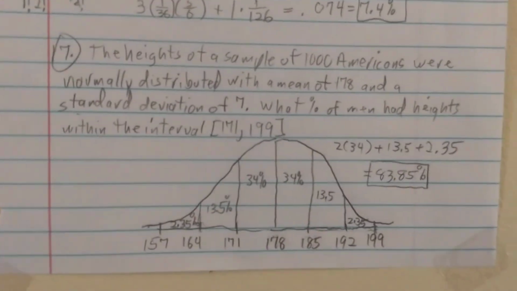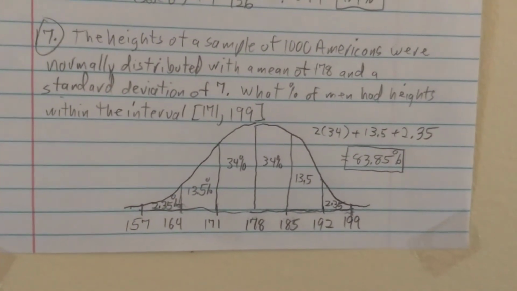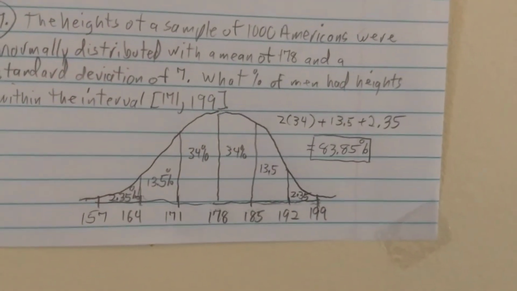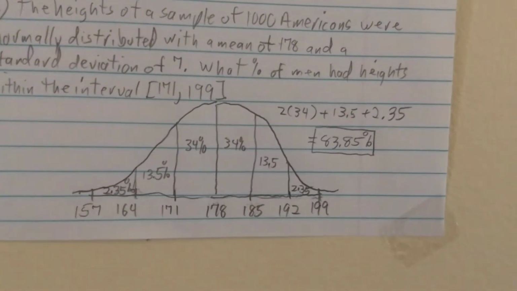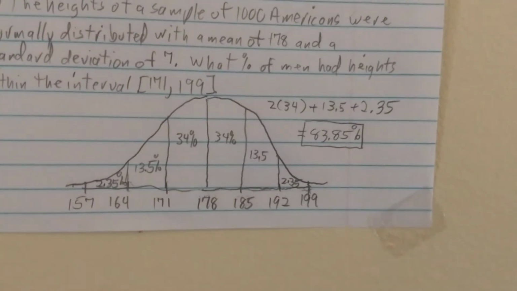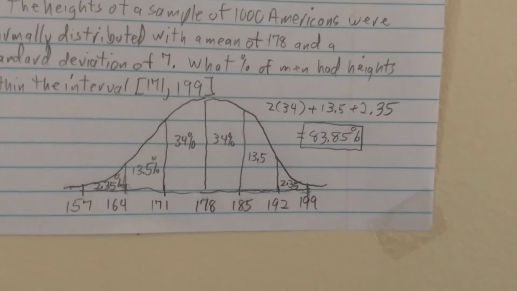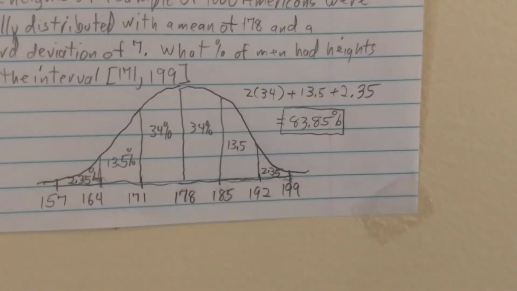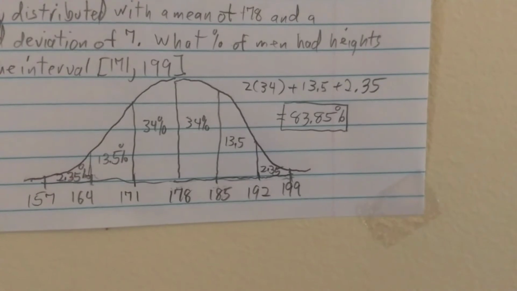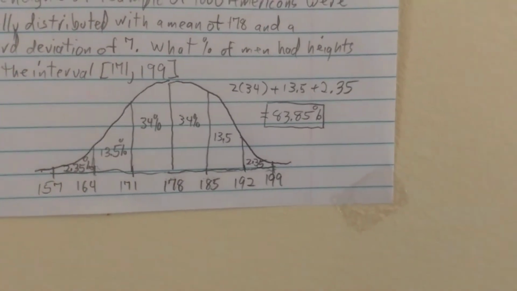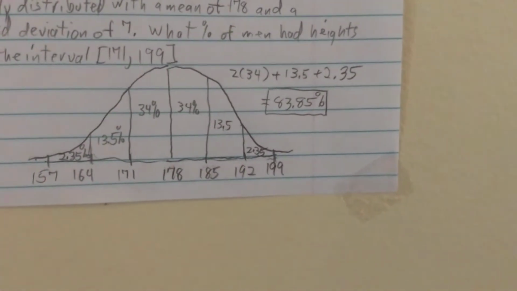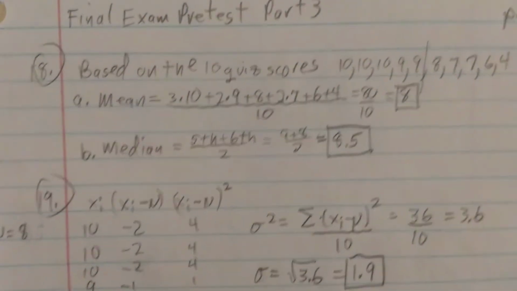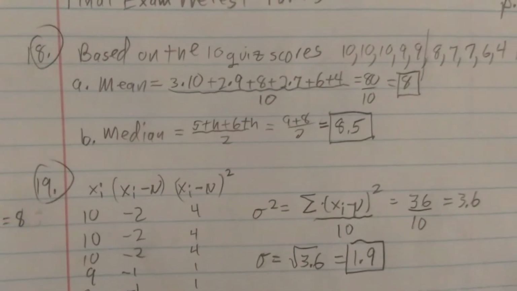So we can see that from 171 to 178 is 34%, and 178 to 185 is 34%. That's showing it being symmetrical about the middle. So that's 2 times 34. And then from 185 to 192 is 13.5. And then just that little bit from 192 to 199 is 2.35. So you can see that all adds up to 83.85%.